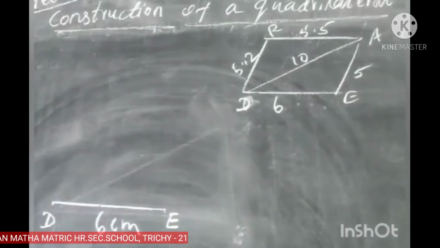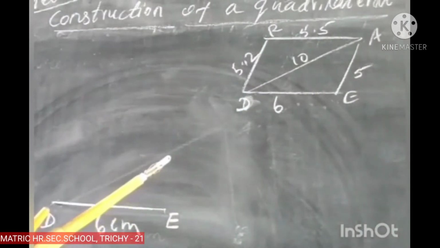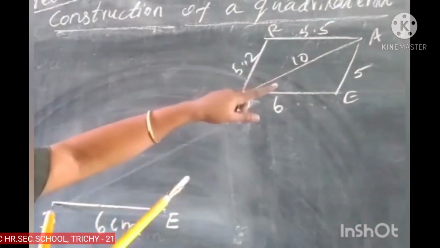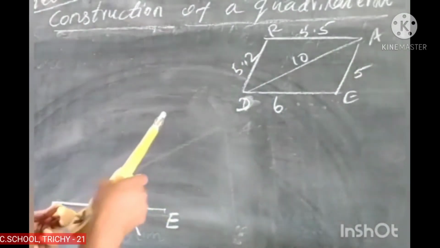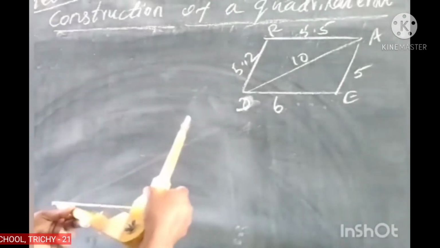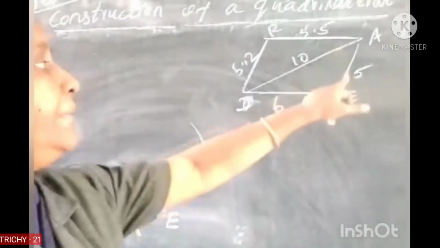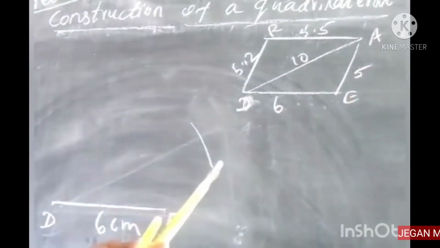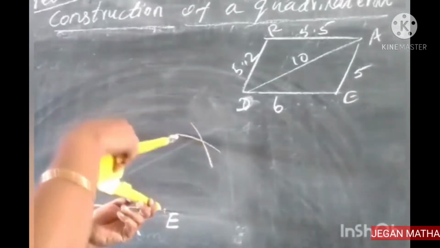After that, by using your compass, take 10 centimeter and then draw. You keep the compass on that point D. DA, the diagonal, is 10 centimeter. EA is 5 centimeter. So with D as center, you take the measurement of 10 centimeter and put one arc like this. Now, another side, EA 5 centimeter. Now take that 5 centimeter measurement. You keep the compass on E, E as center, and draw another arc.